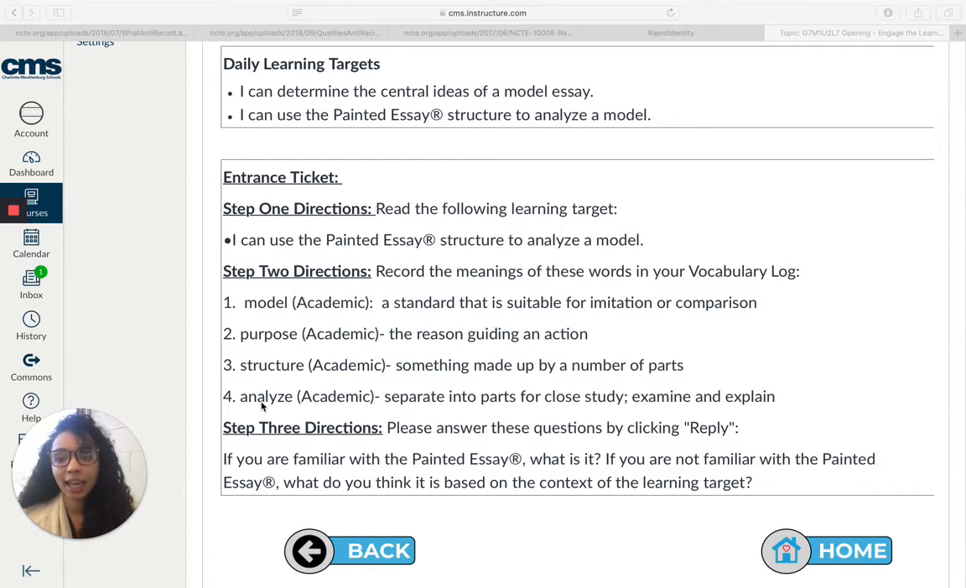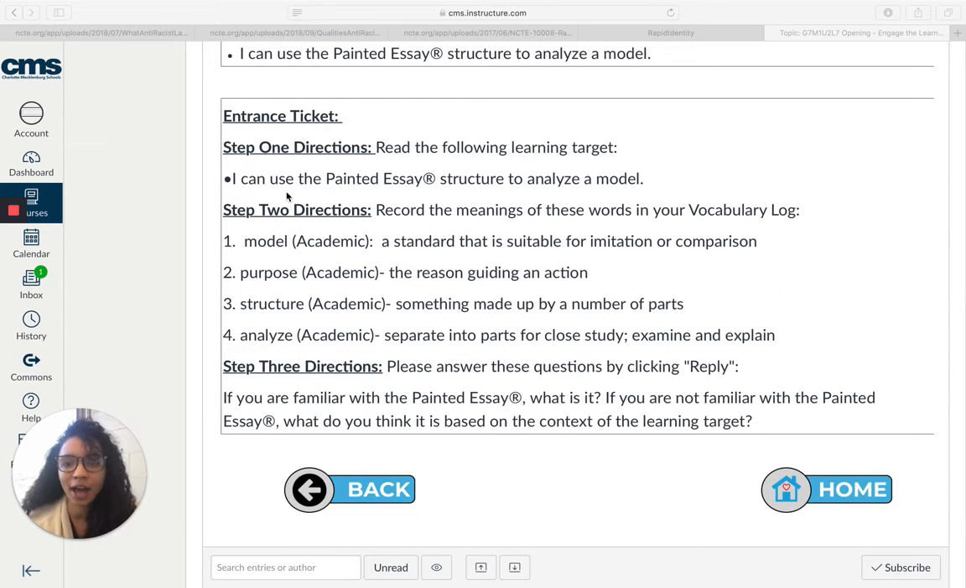And then finally, analyze. So we talk about analyzing a lot in class. Now we get to see the definition of analyze, which is to separate into parts for close study, kind of like examine and explain. And then finally, once you have taken a moment, pause this video to get these 4 words in your vocabulary log, we're going to move down into your step 3 directions.